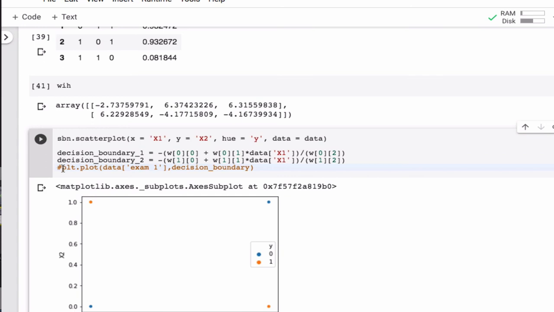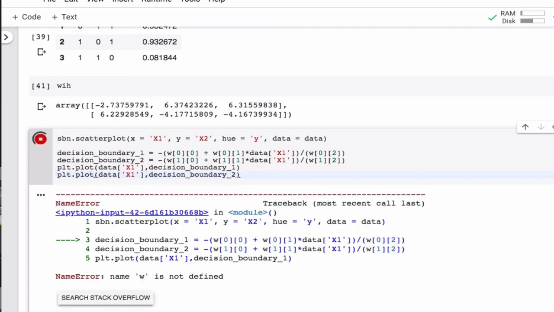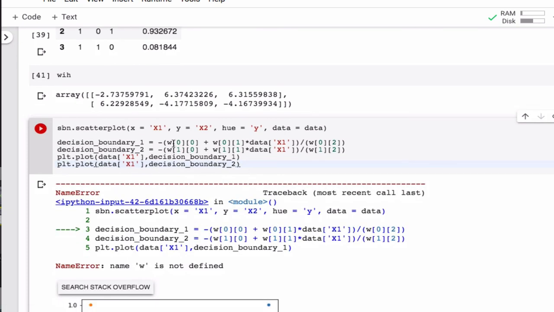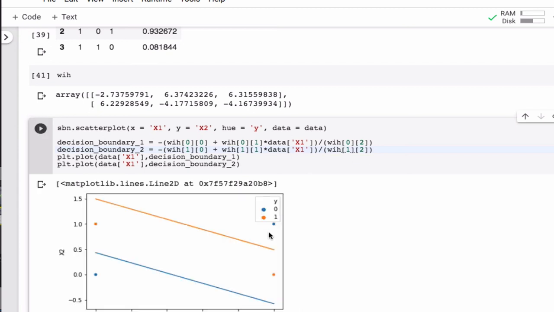Oh, I need to plot it. So this is x1, and this is decision boundary 1, and then I need a similar one for 2. And let's see. Oh, yeah, of course, this is W input hidden. Like this. And there you go. Yes. So these two lines clearly separate the yellow points from the blue points. Excellent. So we've now written our first neural network code.